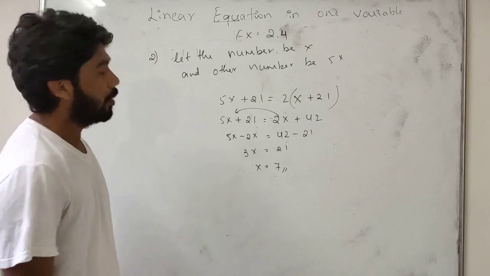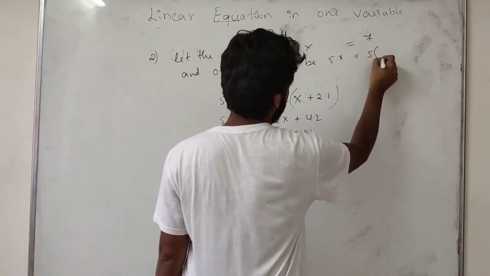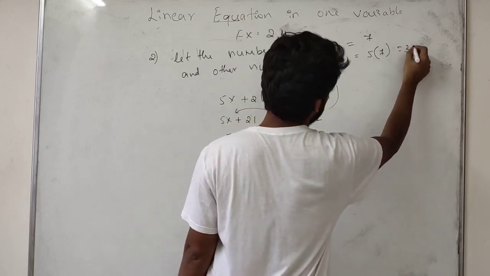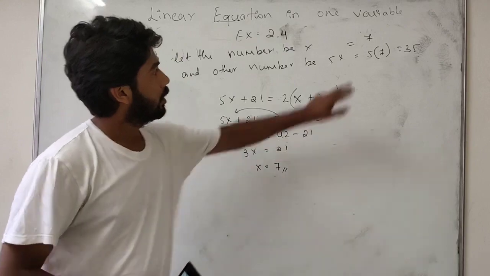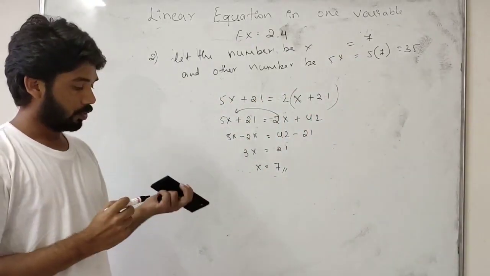So let the numbers be: x is 7, which means here we will get 7, and here we will get 5 into 7, which is 35. The numbers are 7 and 35 for this question. Okay, note it down. I will go to the next problem.